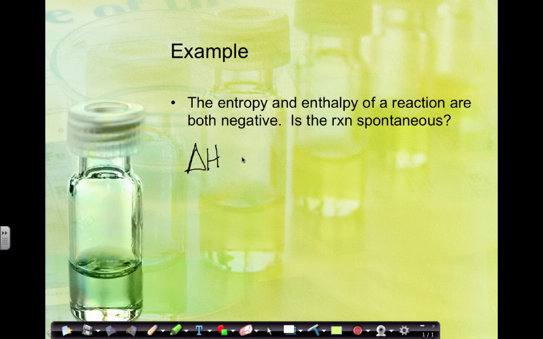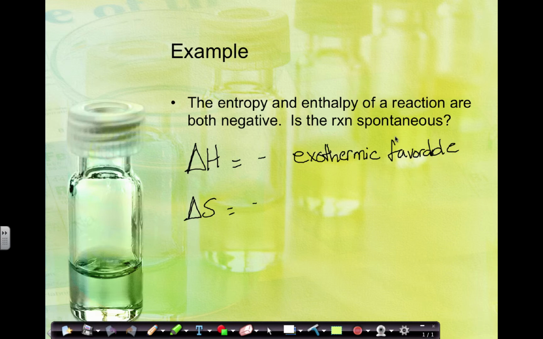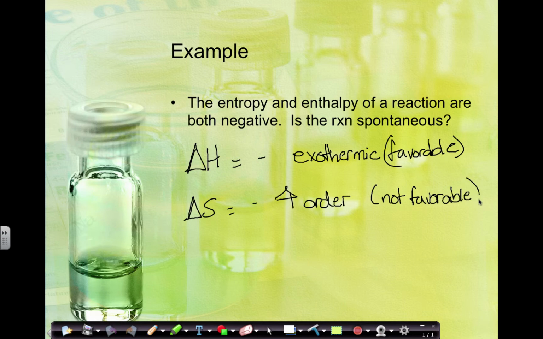So delta H is negative, and delta S is also negative. If I have a negative delta H, that means it's exothermic, which is favorable. And if I have a delta S that's negative, that means I am increasing my order, or I can say decreasing my disorder. If I'm increasing order, that's not favorable. So I have one thing that's favorable and one thing that's not. It will depend on the temperature.